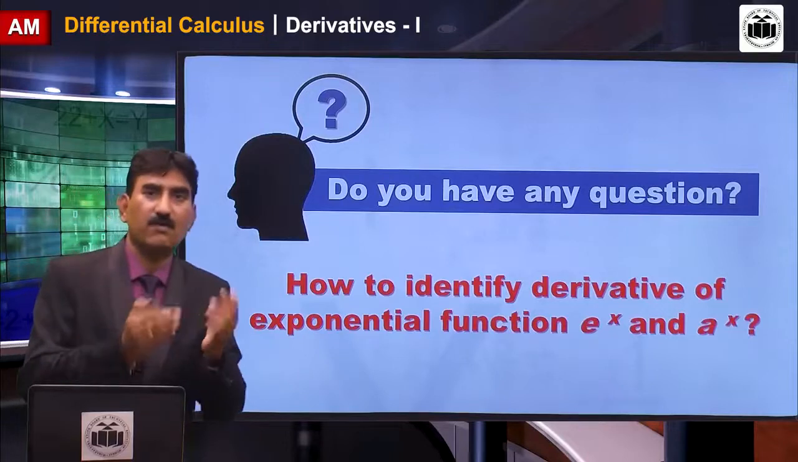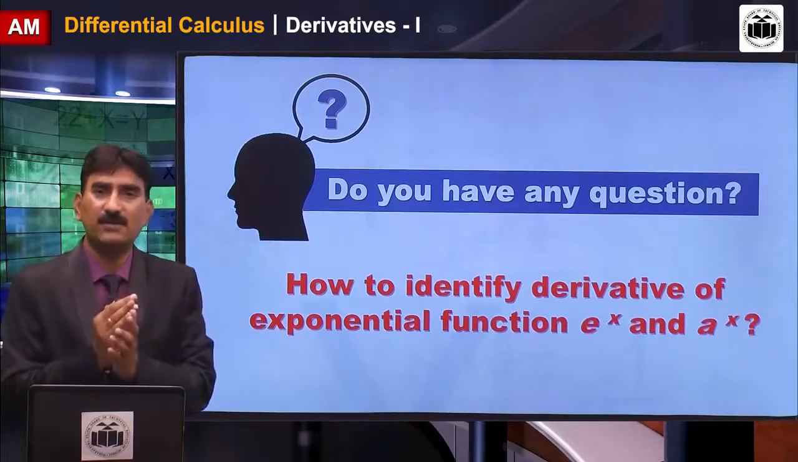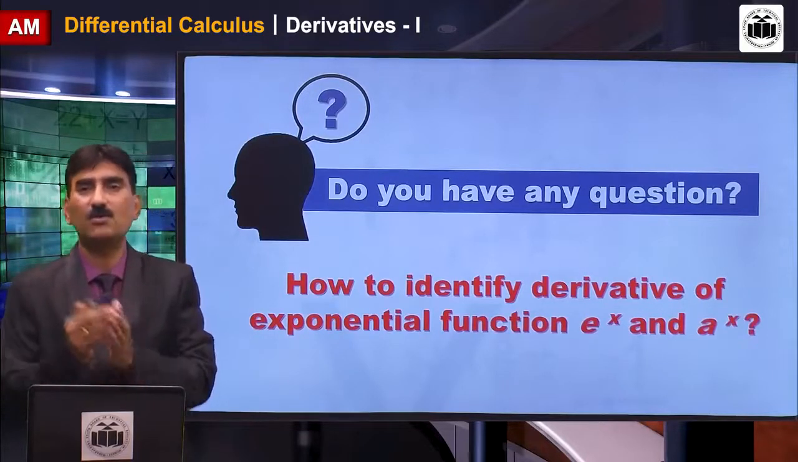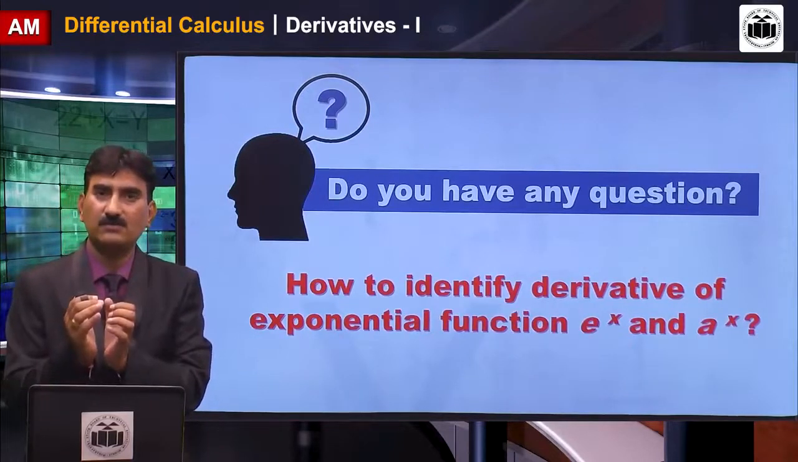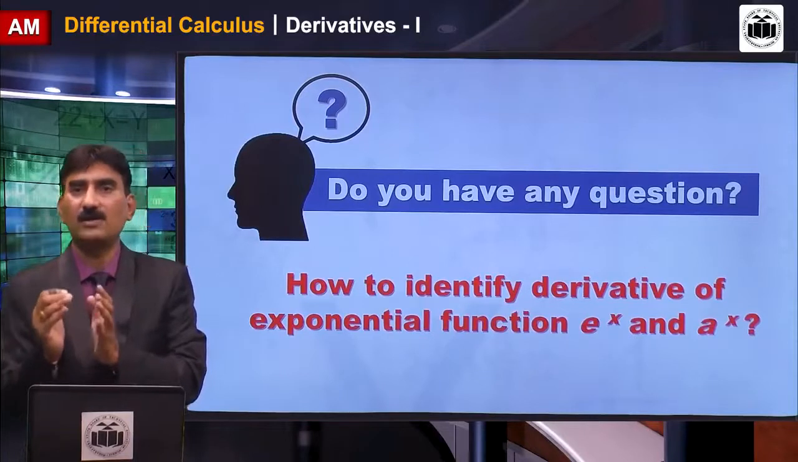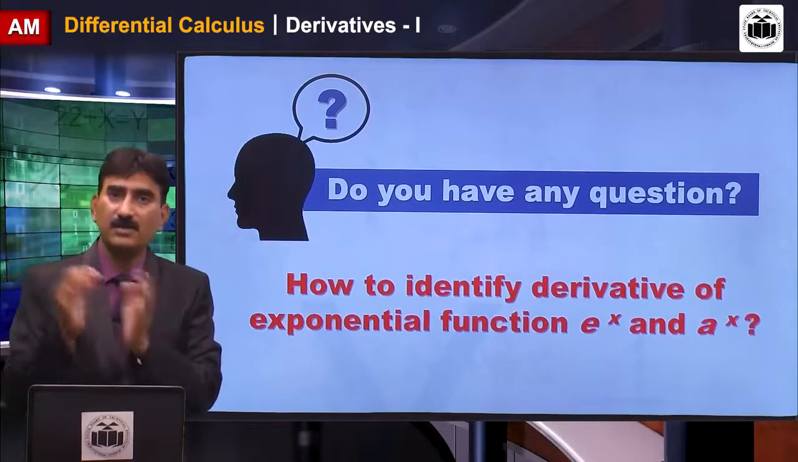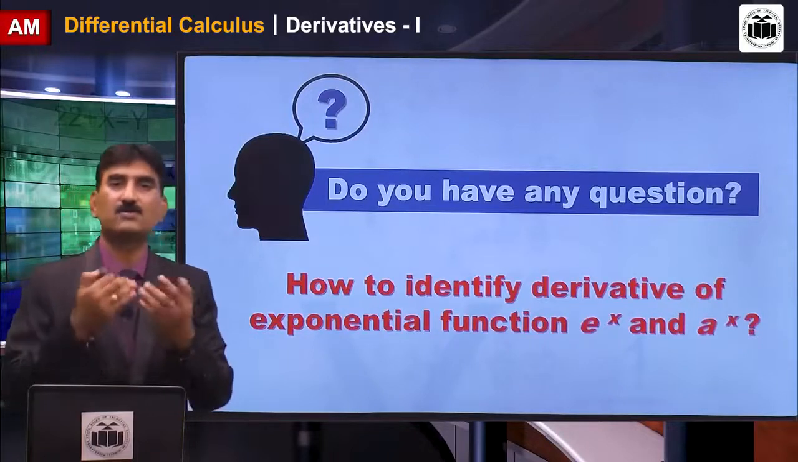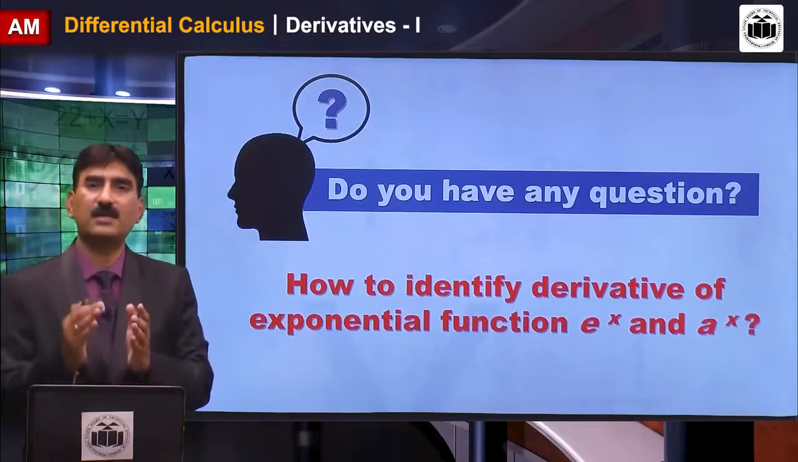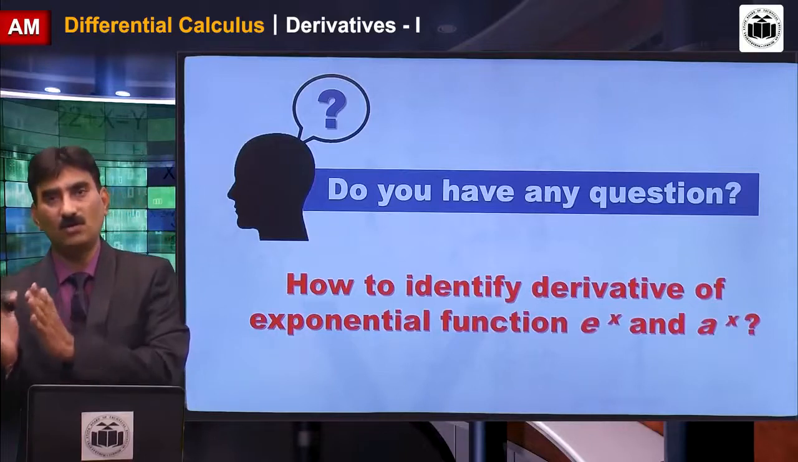Now for a raised to x, the derivative of a raised to x is a raised to x into log a. Log a is a constant value. We can't write log a is 1. Log e is 1, but log a is not 1, so we keep log a as it is. So the derivative of a raised to x is a raised to x into log a.